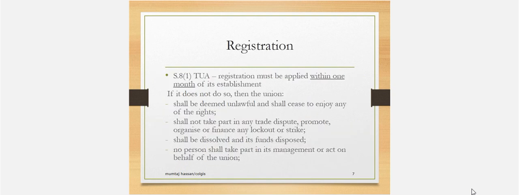All trade unions need to be registered. The law under section 8 gives the trade union 1 month to register after the trade union has been formed. If they do not register, they are not a lawful trade union. That means they cannot enjoy the rights of a trade union in Malaysia.